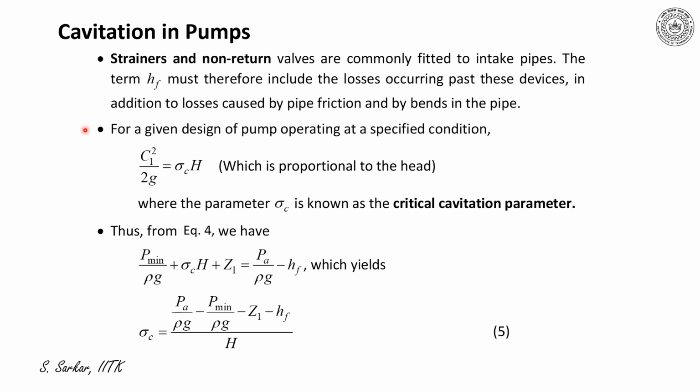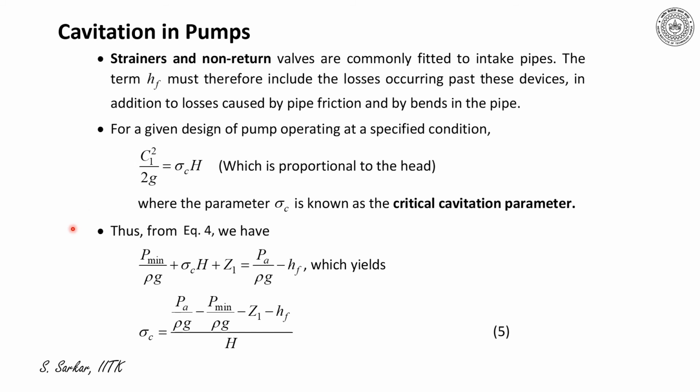For a given design of pump operating at a specified condition, the velocity head at suction, which may also be referred to as the suction head, can be thought of as proportional to the head developed by the pump. Thus, we can write C1 squared by 2g is equal to sigma C into H, where the parameter sigma C is known as the critical cavitation parameter.